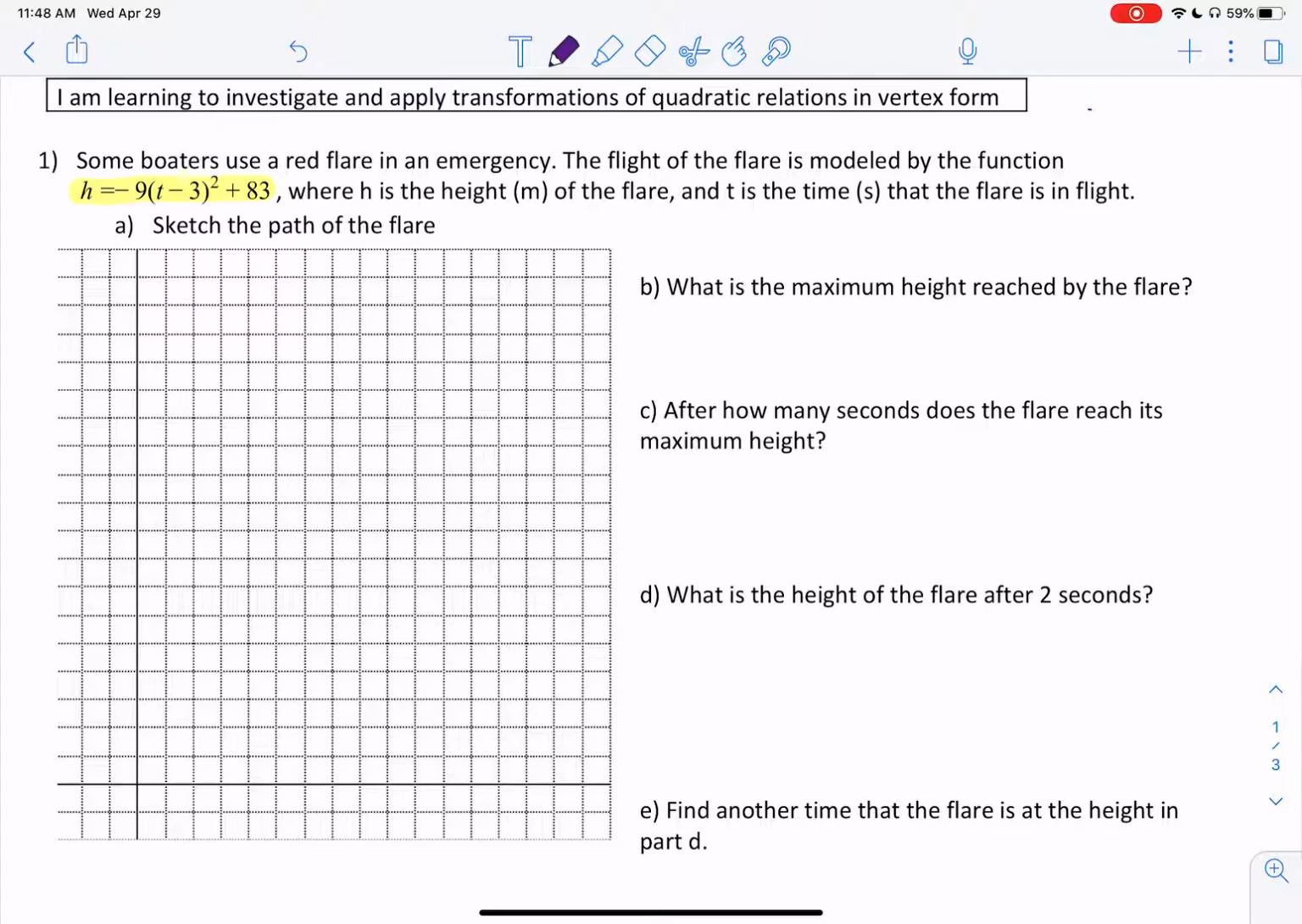So the first thing I want to do in order to figure out what my scales should be and what my graph is going to look like is start by identifying the vertex. So from above, using my h and k, I know that my h, with the sign switched, is the x part of my vertex. So in this case, we will have 3. And then we know that k is the y part of my vertex. So we know that we have (3, 83).